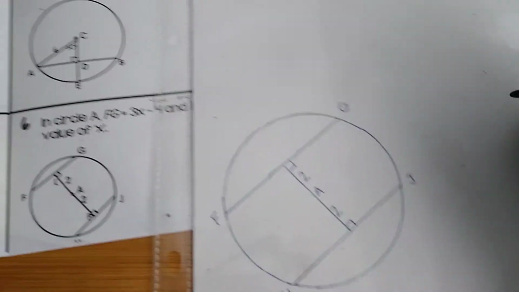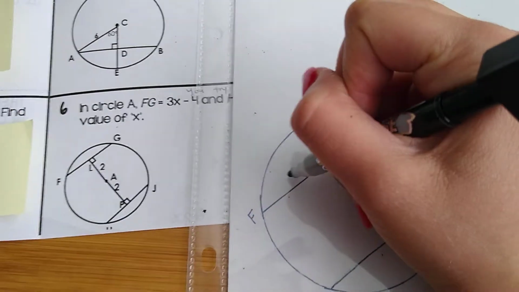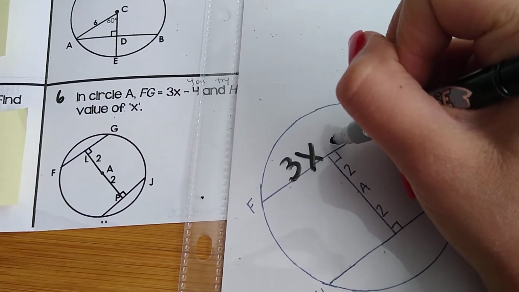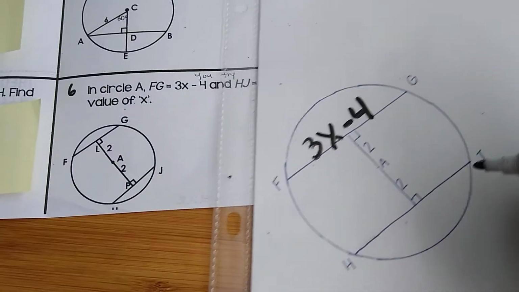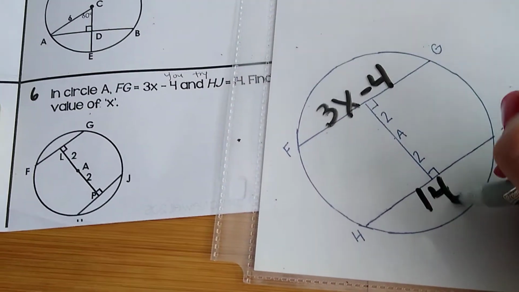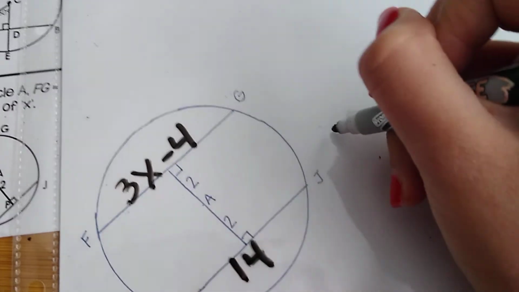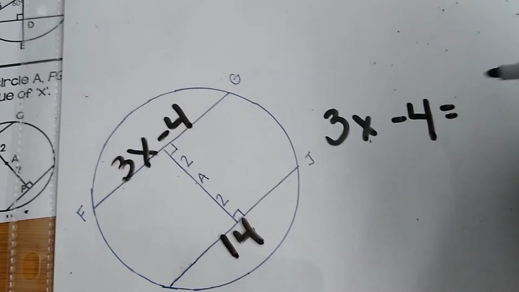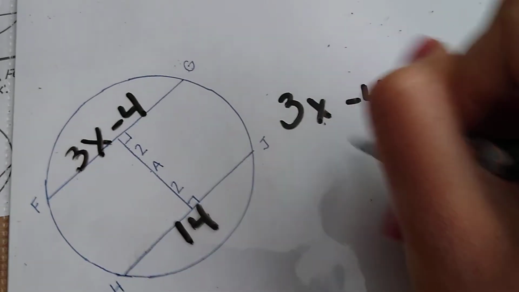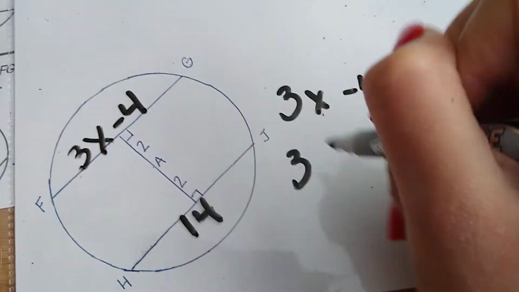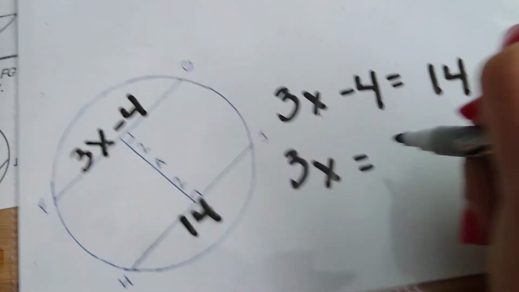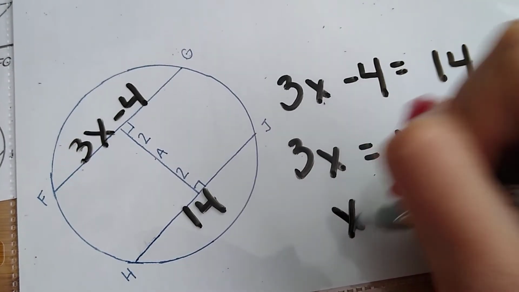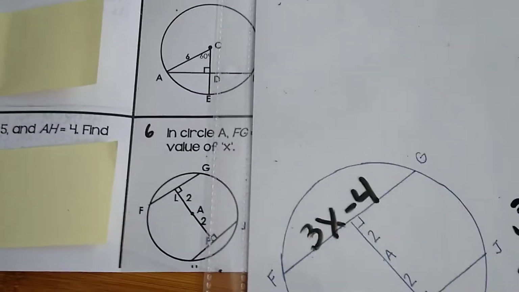So I'm going to set these two equal to each other. Let me just label what I have. FG is equal to 3x minus 4, and then HJ equals 14. So I'm going to set them equal to each other. So 3x minus 4 equals 14. I'm going to add 4 to both sides, and then I get 3x equals 18. When I divide both sides by 3, I get x equals 6.